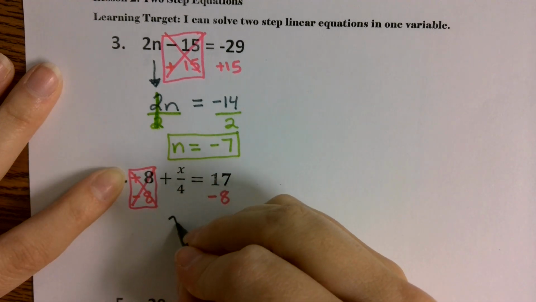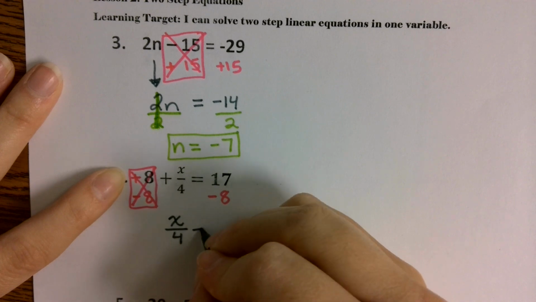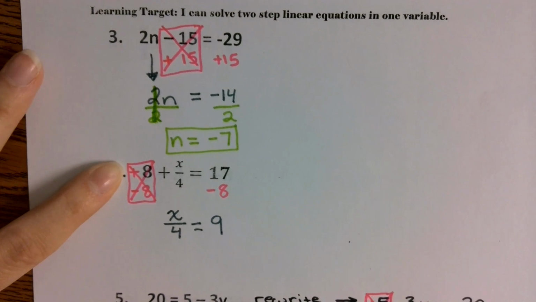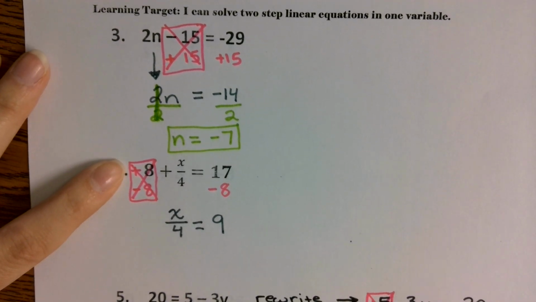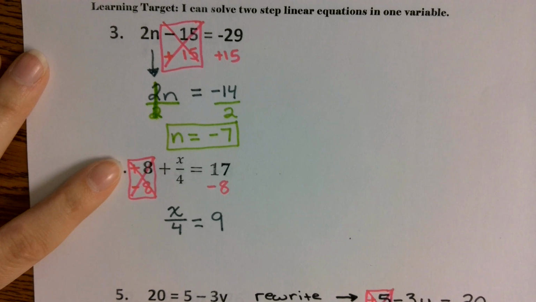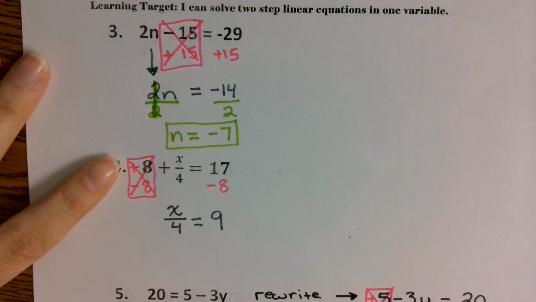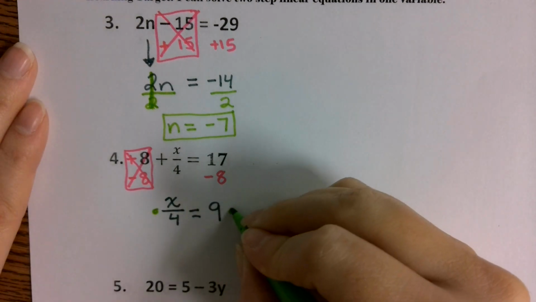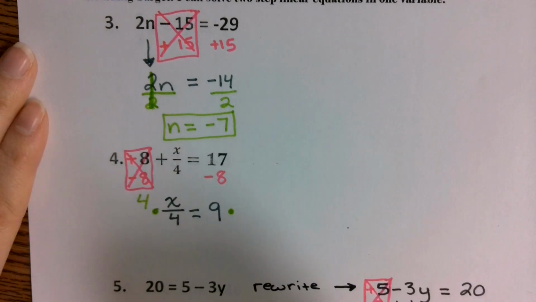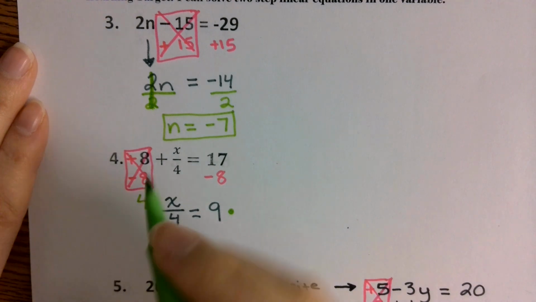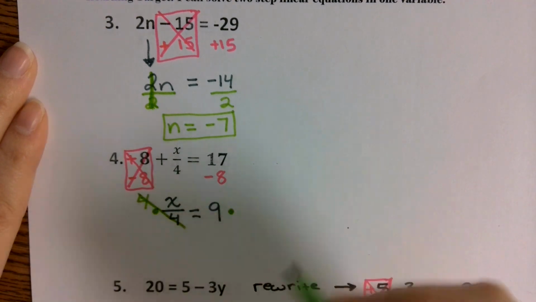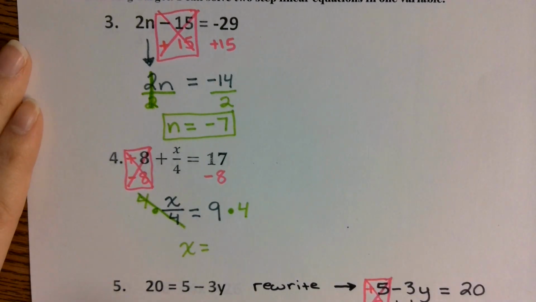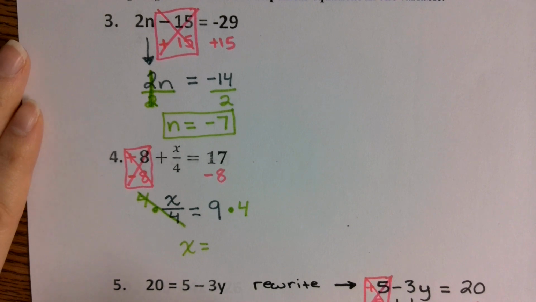Okay, so we're left with x over 4 is now equal to 9. X over 4 equals 9. What's the next inverse operation that we're going to do? Multiplication. And what are we multiplying both sides by? 4. Remember, if I multiply by 4 and I divide by 4, that creates a positive 1 for my coefficient. And if I do 9 times 4, I'm going to get what? What's 9 times 4, guys? 36.